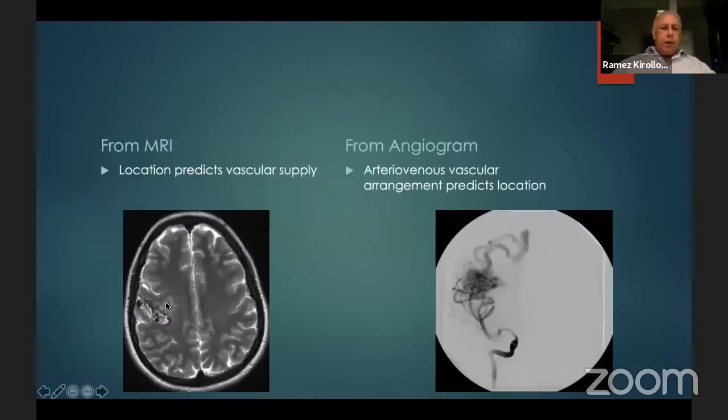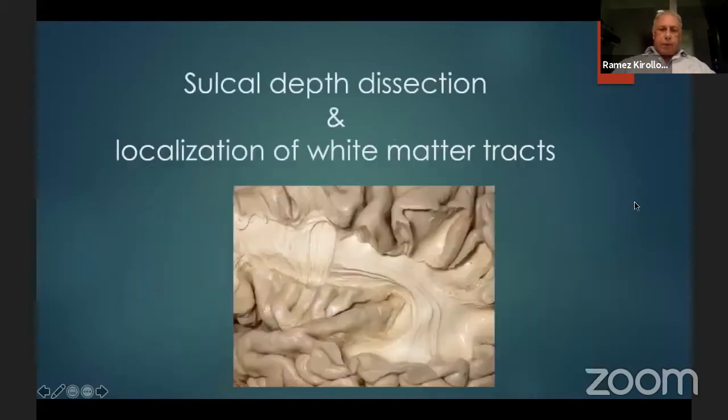So in summary, you rely on the MRI scan to predict where the vessels are, because you know in certain areas, the frontal lobe is supplied by the MCA branches. But also you have to teach yourself how to read an angiogram and say where is the nidus without seeing an MRI scan. And we will go through them in a few examples.